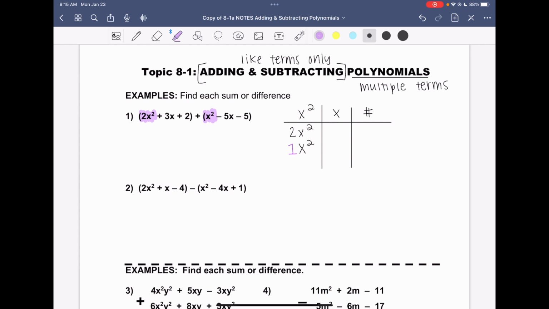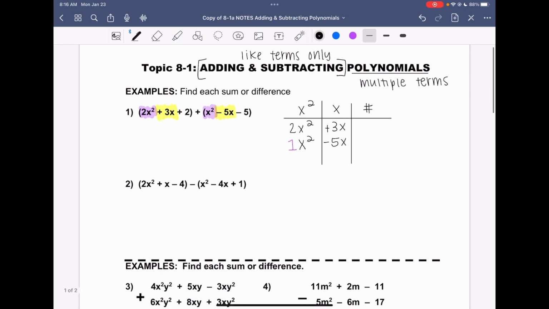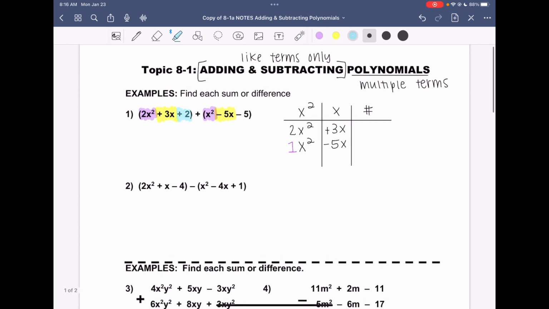And then I have x's. So always take the sign in front. So that's a positive 3x. And a negative 5x. And then we have our numbers. So I have positive 2. And then I have a negative 5.